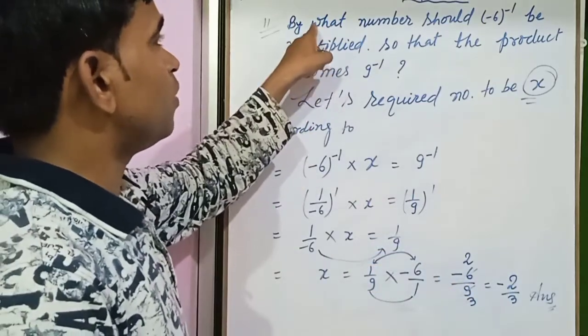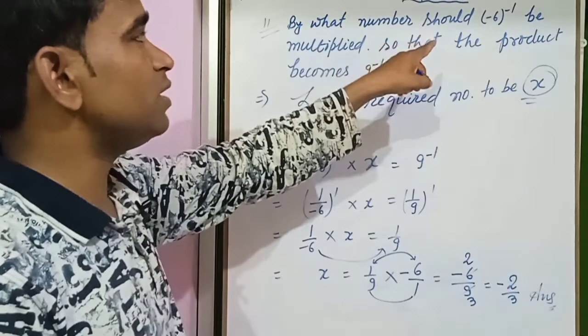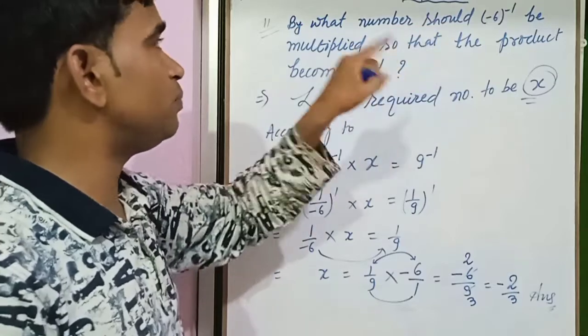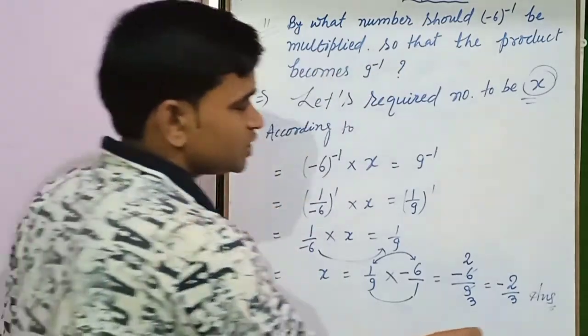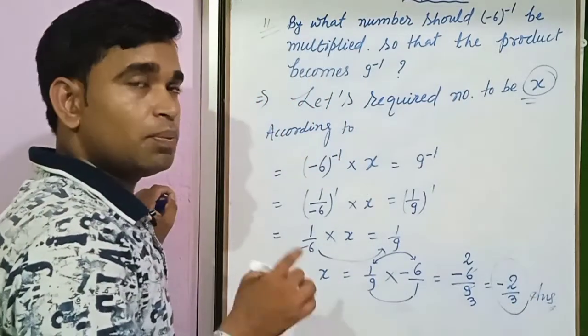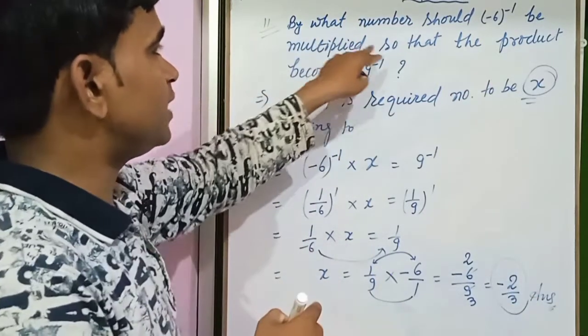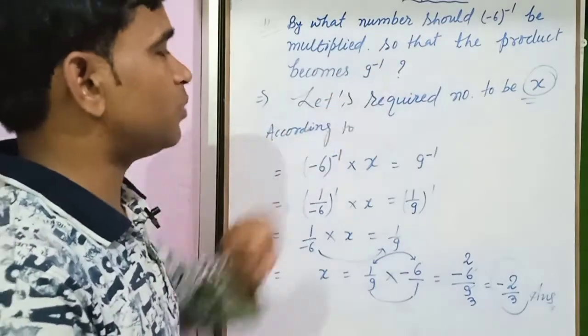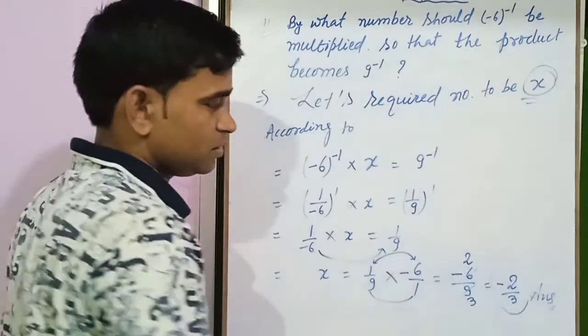It means that by what number should minus 6 raised to the power minus 1 be multiplied? Minus 2 upon 3 is the number to be multiplied, so that the product becomes 9 raised to the power minus 1. Okay.